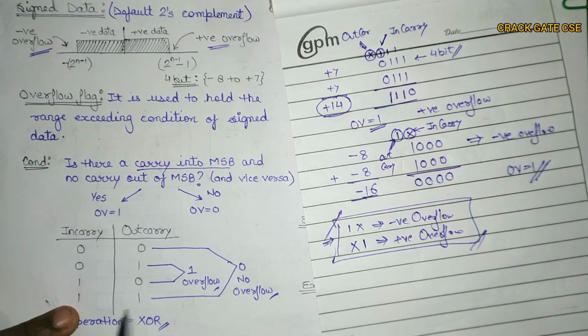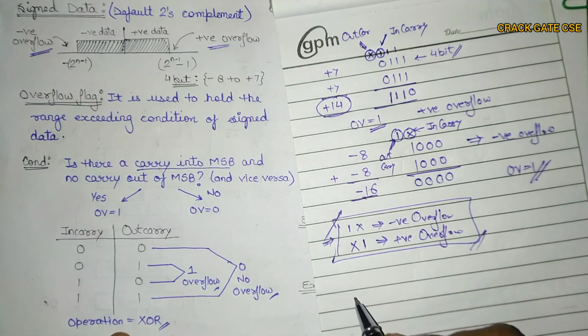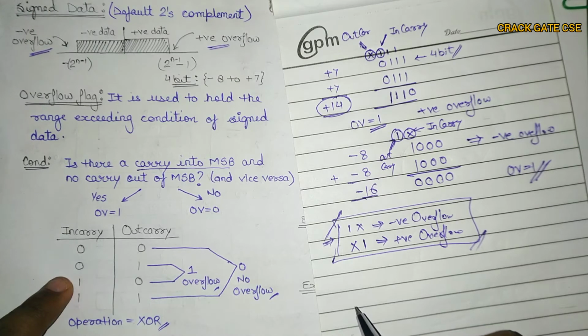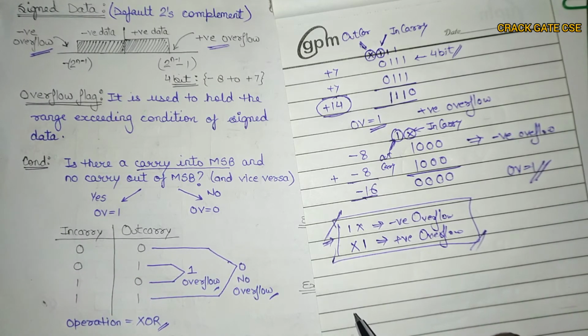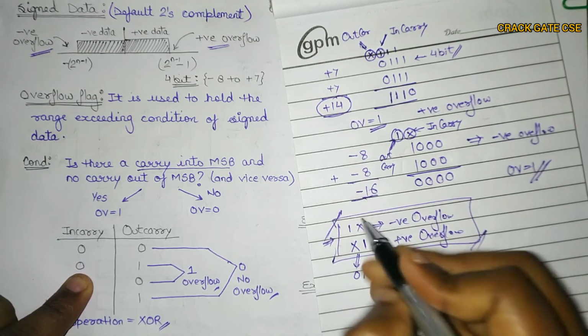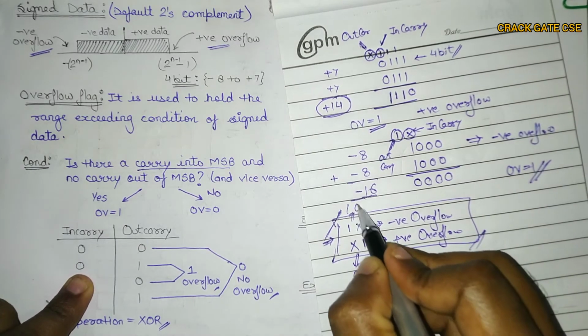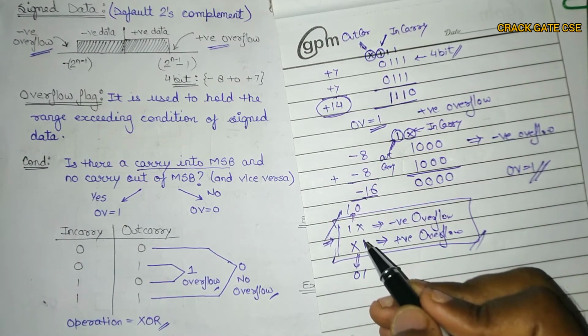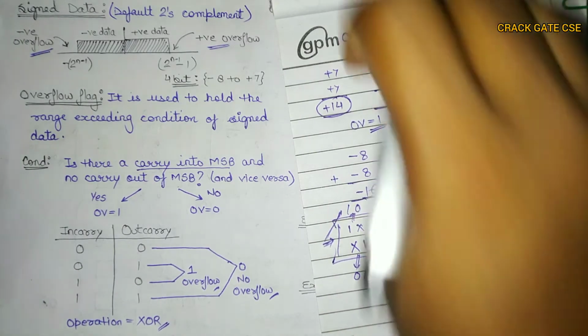If both are 1 and 1, then also there is no overflow. That means the operation has to be XOR. If we perform the XOR operation between these two, then this should be equal to 1. If this is the case, then we can say that the overflow flag is set. So if it is 0 1, we can refer to it as 0 1, and we can refer to this as 1 0. So for both of these cases the overflow is present, so the overflow bit is 1.